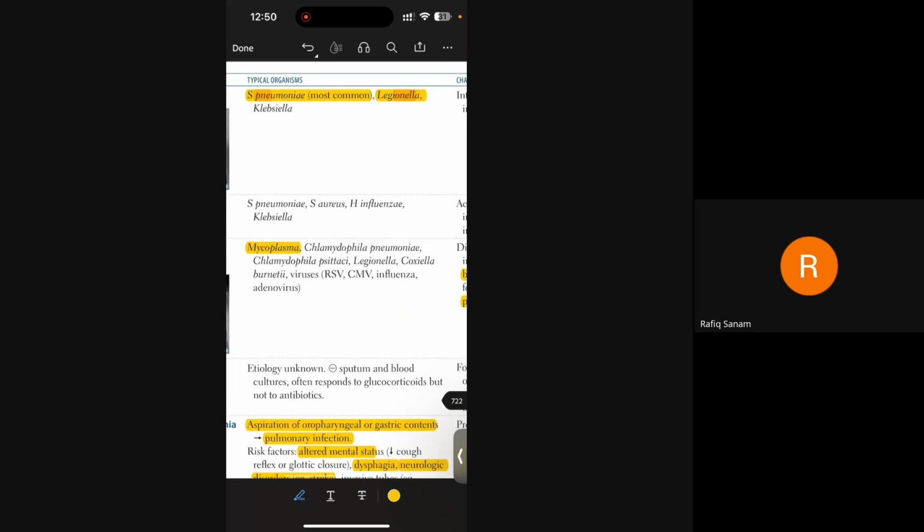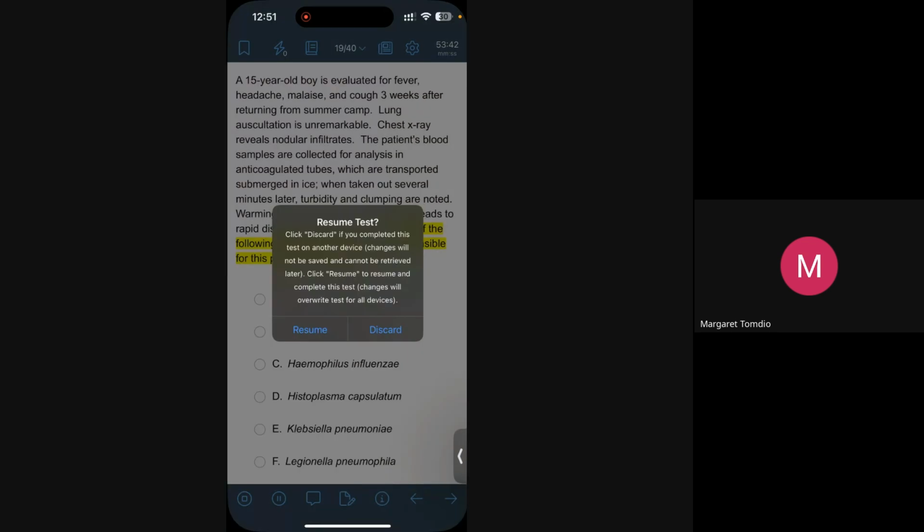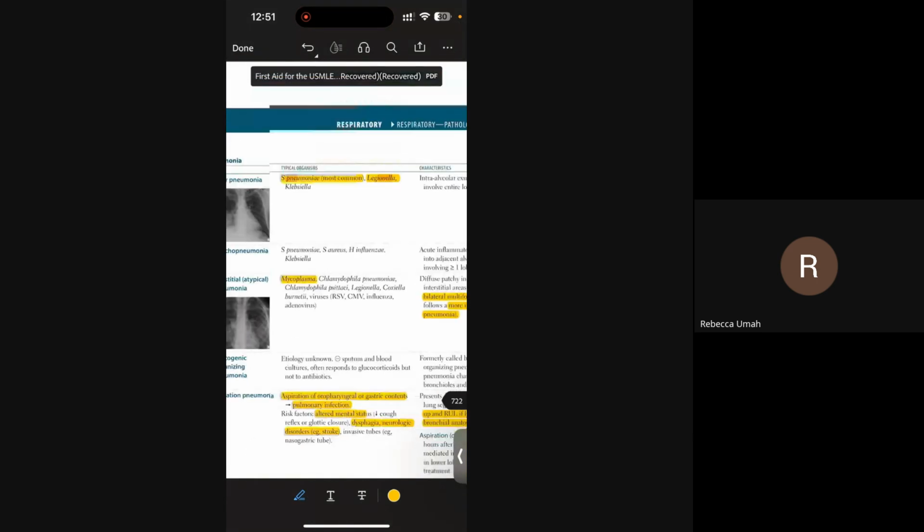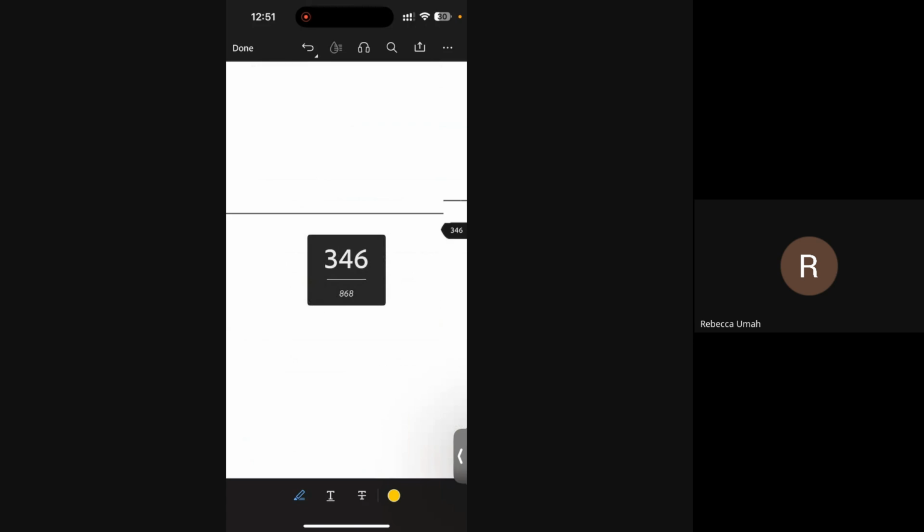The most common causes are mycoplasma, chlamydia, legionella, coxiella, and viruses as well: RSV, CMV, influenza, and adenoviruses. Which of these also forms cold agglutinins, and is most common during summer camps, in military camps, and in dorms? Mycoplasma. Mycoplasma pneumonia is most common in summer camps, military camps, dorms, and overcrowded areas.